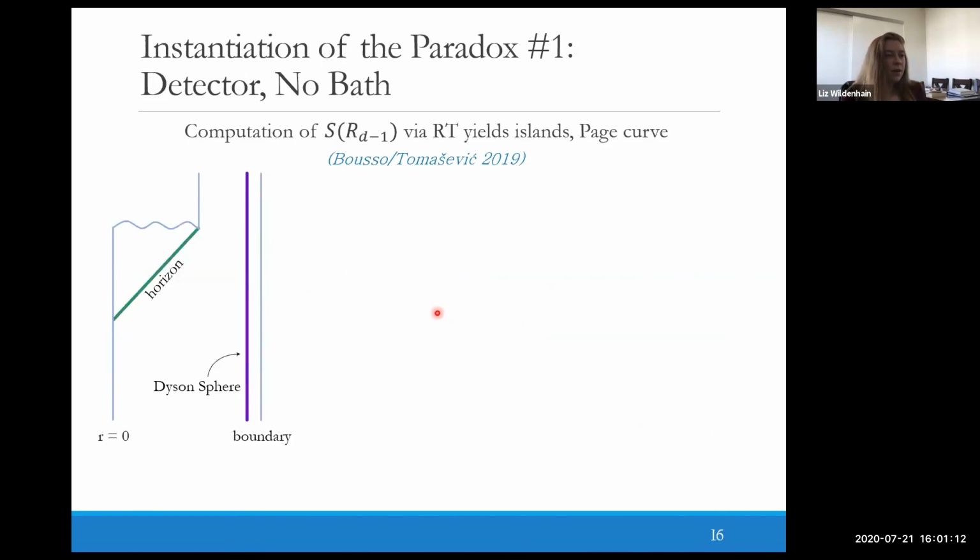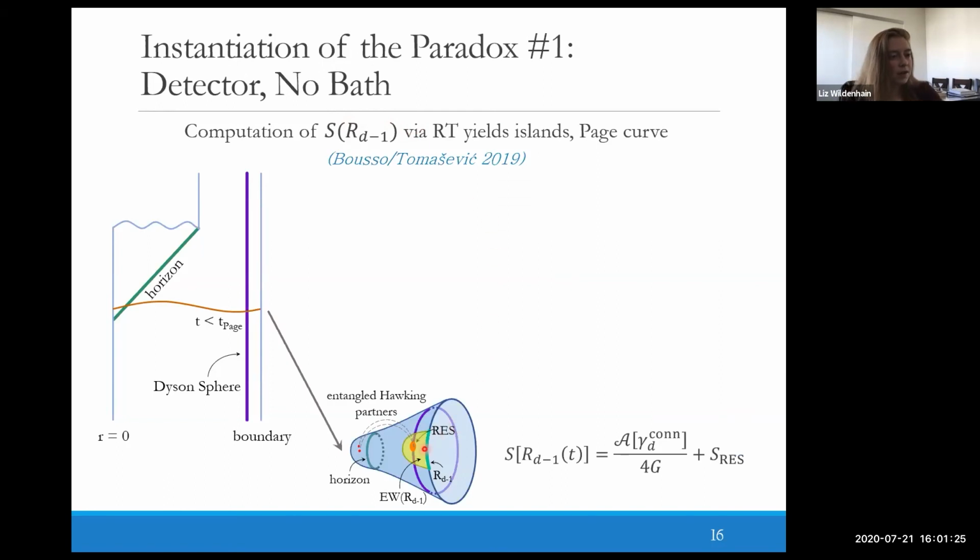And then we can do a similar calculation applying the same RT prescription, but this time, instead of using the entire boundary as our region of interest, we use just the subregion which is next to the reservoir. So in this picture, it's this green subregion here. This is a time slice, and this particular time slice is before the Page time. Again, this purple ring is the Dyson sphere. This greenish ring here is the horizon. This green region on the boundary is our region of interest, of which we're computing entropy. This ring here is the boundary. And the yellowish green region is the entanglement wedge of the region.